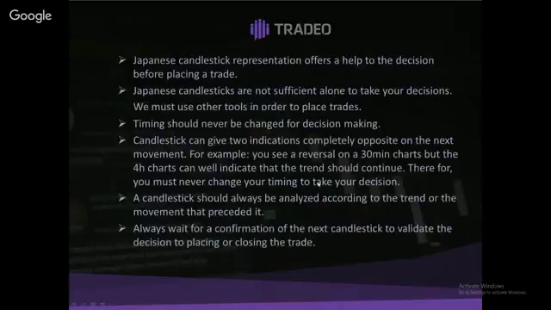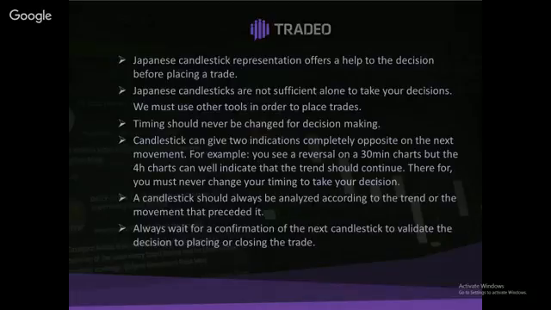There's a few rules in order to read that language, okay? Before we can even go through that language, we gotta understand what those rules are. Japanese candlestick representation offers help to the decision before placing a trade, which means that we cannot rely 100% on it in order to make a trade. I'm not going to see a candlestick and say, hey, that's a rising star. It's not what you have to do. You need to use that to help you in order to place a trade.